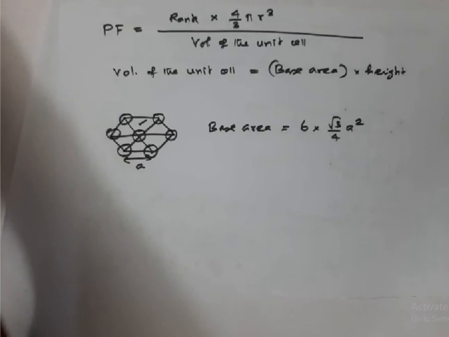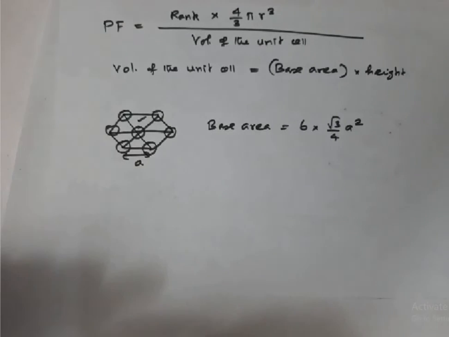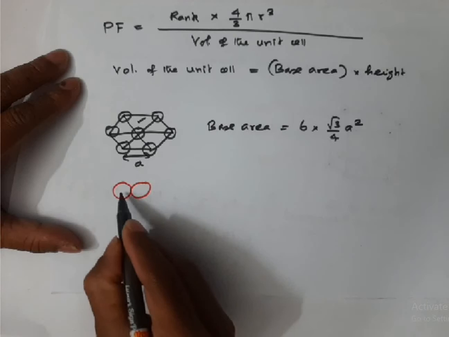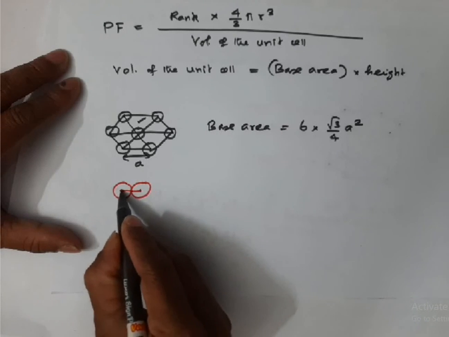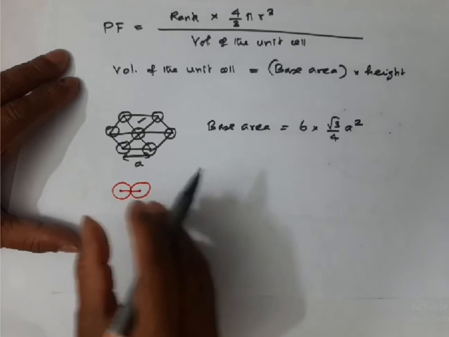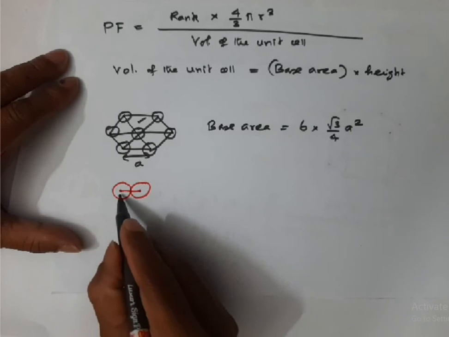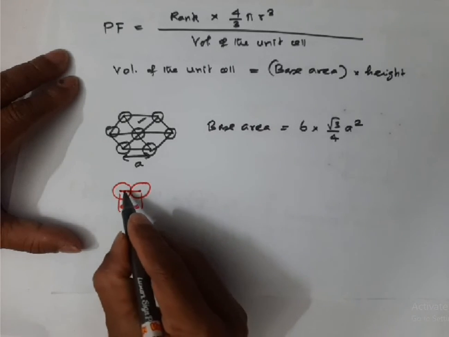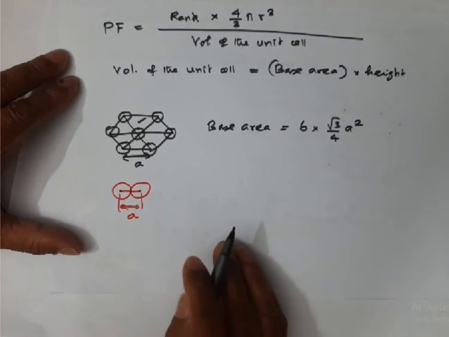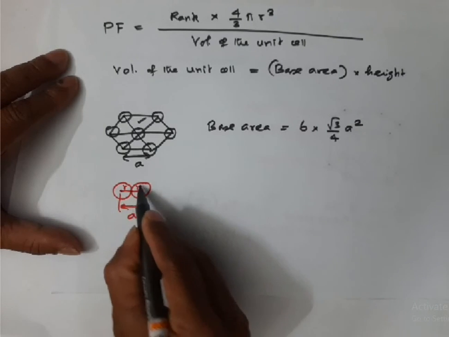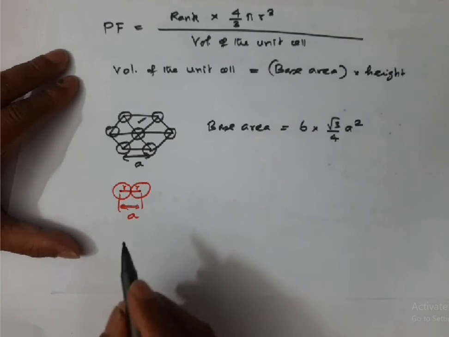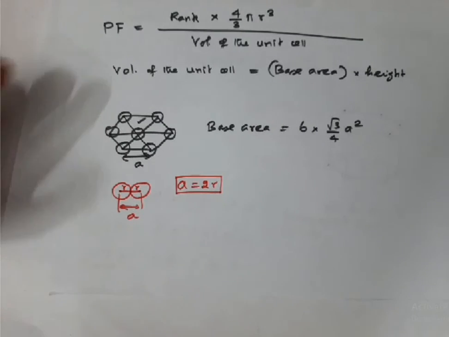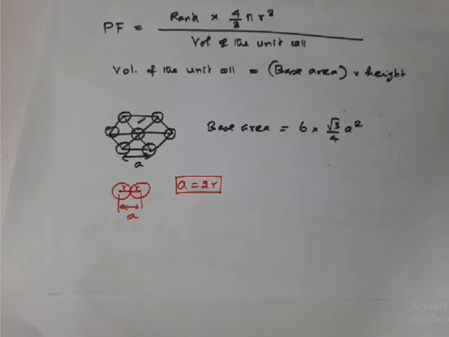Actually speaking, these corner atoms are touching each other. Therefore, the centers of two adjacent corner atoms give you the edge length. So this is the edge length of the unit cell. Since the atoms are identical, the radius of this atom and the radius of this atom are the same. Therefore, a should be equal to 2R. Keep this in mind, very, very important.